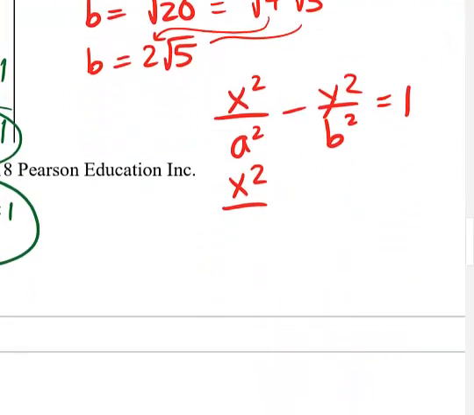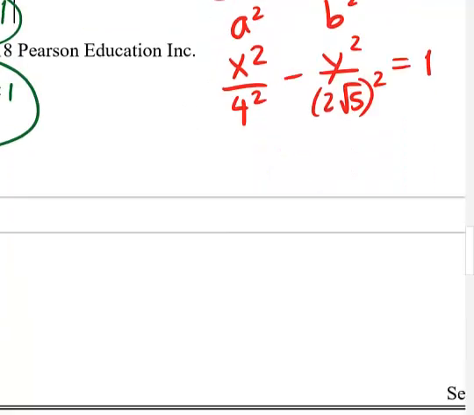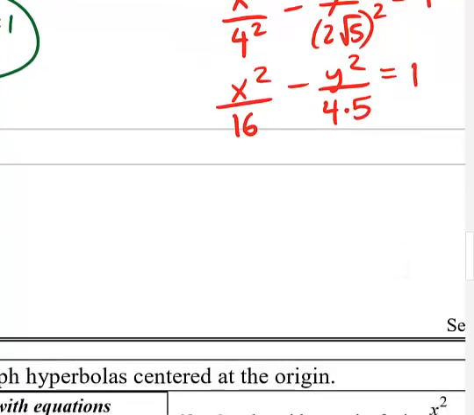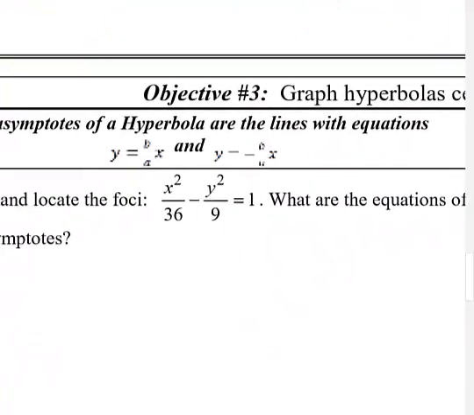Yeah, a was 4. So 4 squared minus y squared over b was 2 root 5. Or you could just write root 20, because either way it's going to get squared. And I'll square that out. 4 squared is 16. Down here, 2 squared is 4 times square root of 5 squared is 5. So it should be a 20 under there. x squared over 16 minus y squared over 20. There he is. Not the best looking equation I ever saw, but hey, what are you going to do?